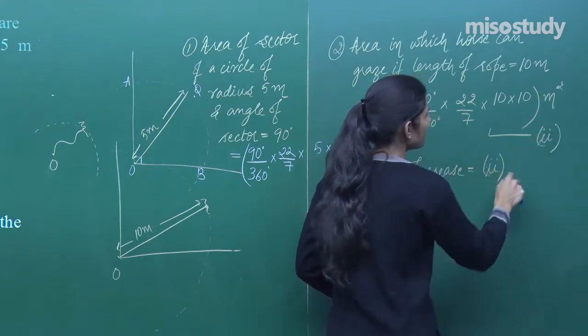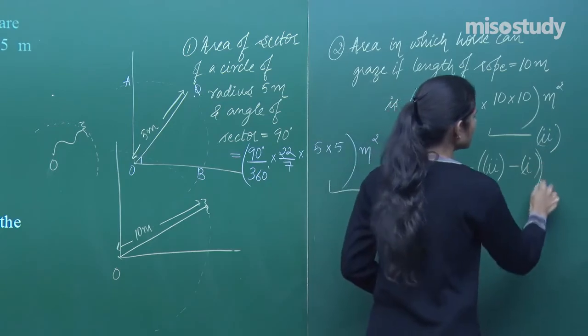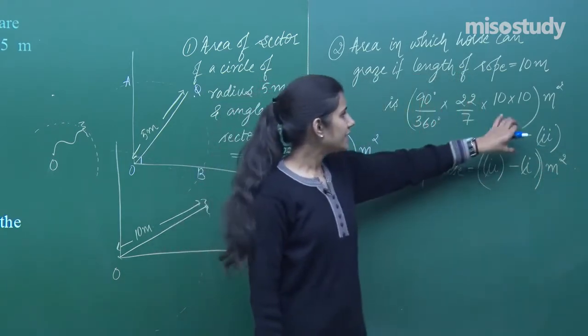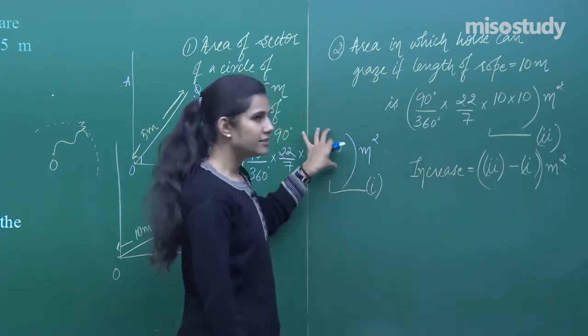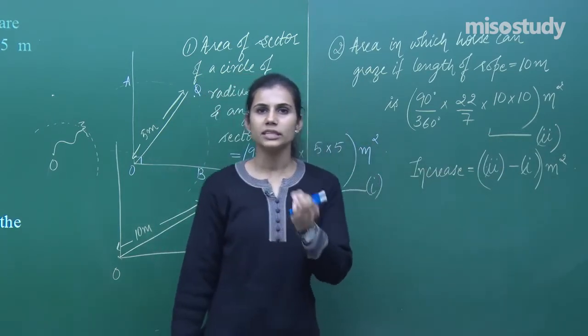The answer that you obtain in 2 minus the answer that you obtain in 1, this much meter square is the increase in the area. The increased area minus this area is going to give you the increase in the area when the rope length was increased from 5 to 10.